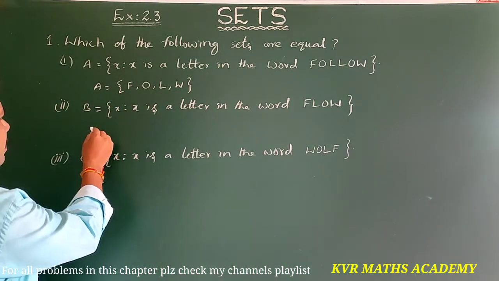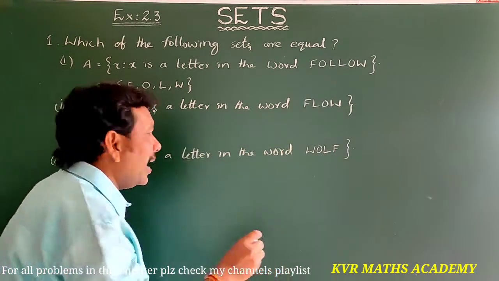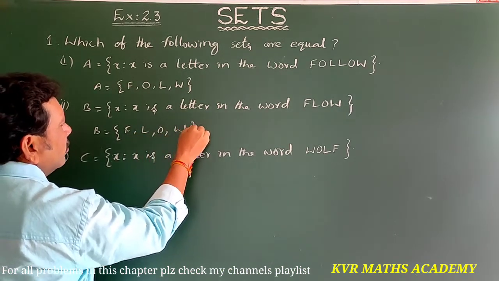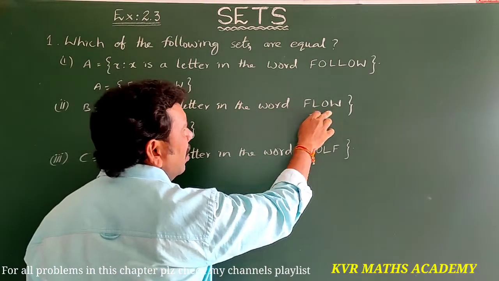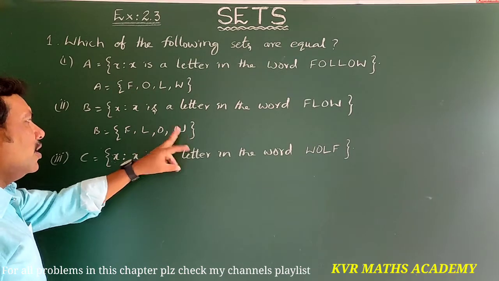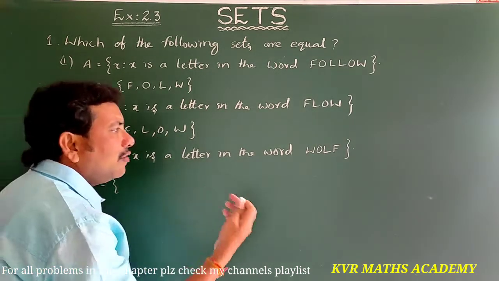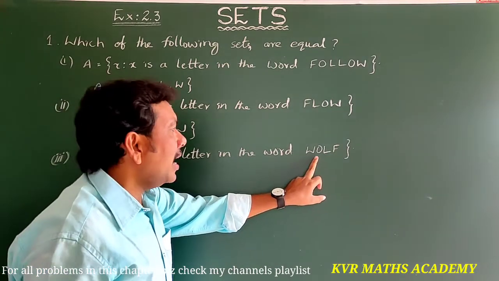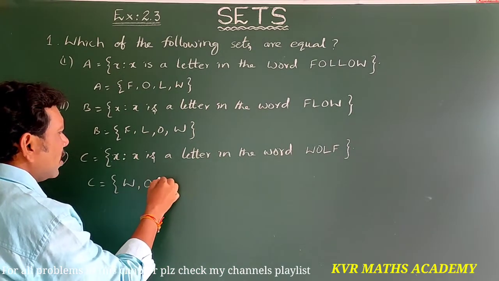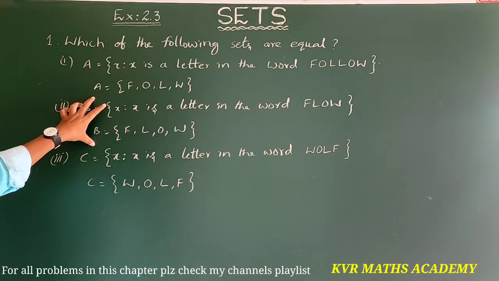In the same way, write down B also. B is equal to set of x such that x is a letter in the word flow. Write down F, L, O, W. All the letters have come only once, there is no repetition of letters. F, L, O, W. Next, in the same way, C is equal to set of x such that x is a letter in the word wolf. Wolf: W, O, L, F. So all the sets I have written in roster form.